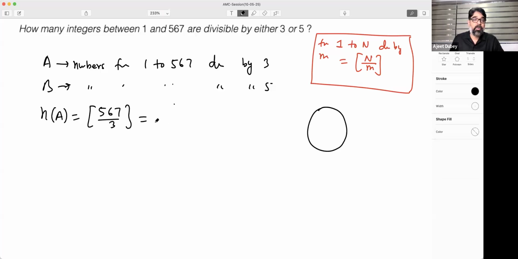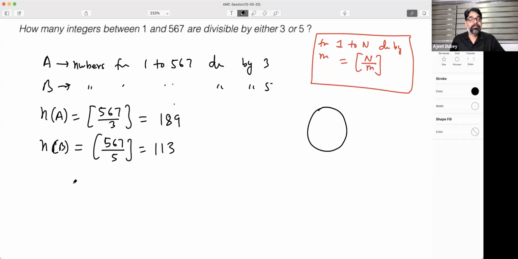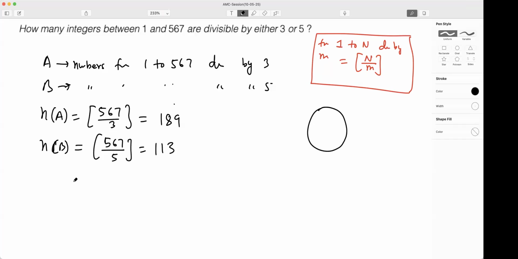And that will be equal to what? 3 ones are 3, and 2, 26. So 3 8s are 24, 2, 3, 9. 189 numbers are there. And the number of elements divisible by 5 will be what? 1567 divided by 5. So that will become 1 and 1 and 3. 130.